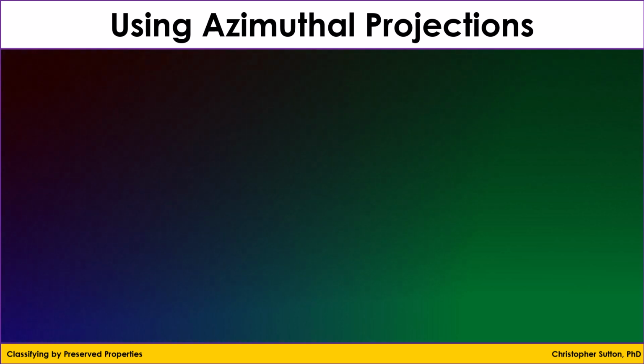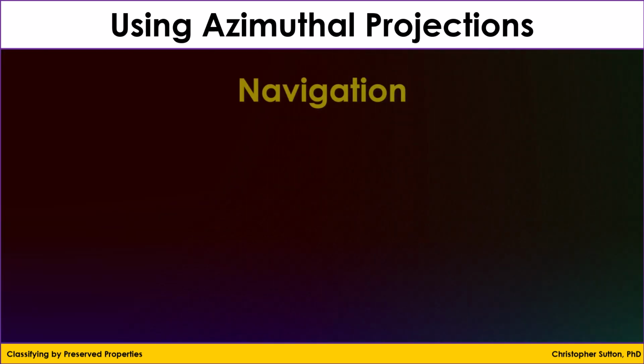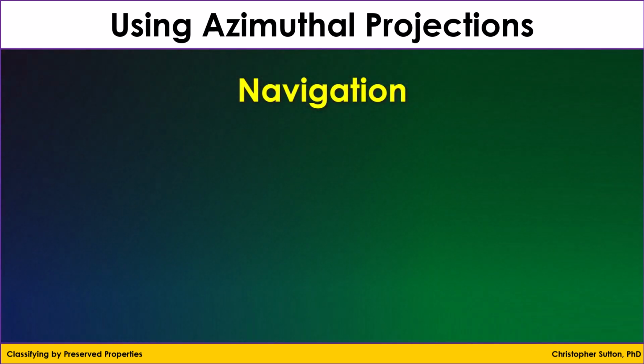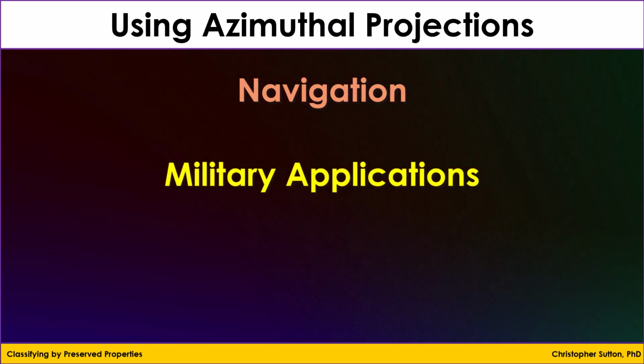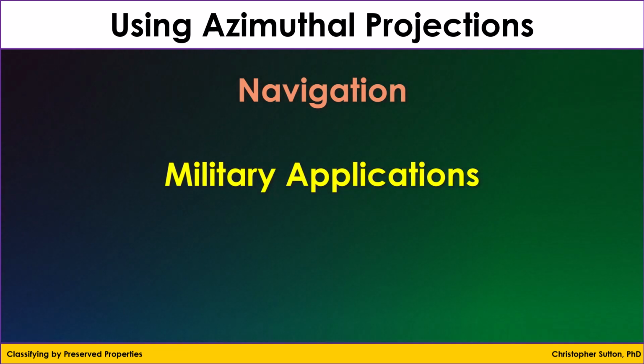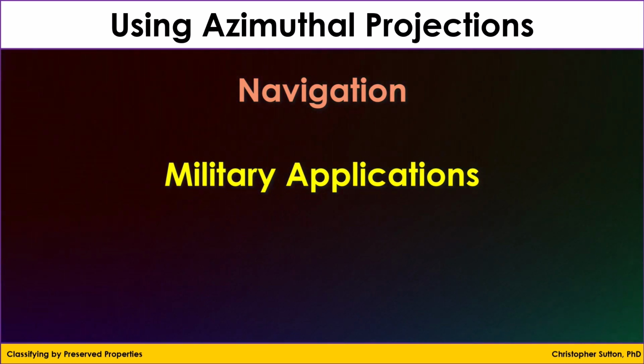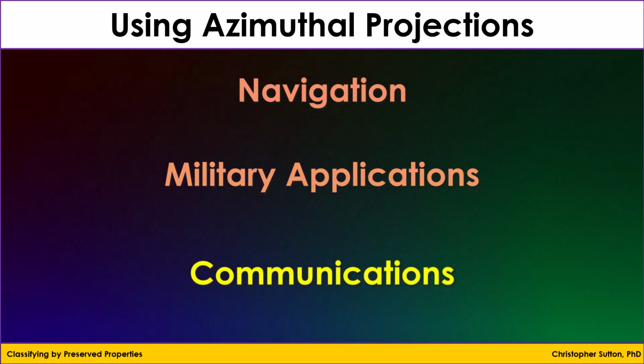Examples of when direction matters include navigation, such as Great Circle route planning, bearing calculations, and polar navigation, military applications, such as artillery range and bearing, radar coverage maps and strategic planning, and communications like satellite coverage patterns, antenna orientation, and signal direction analysis.